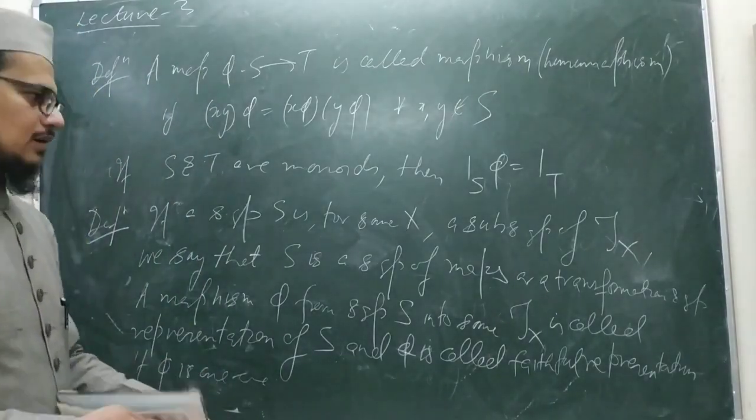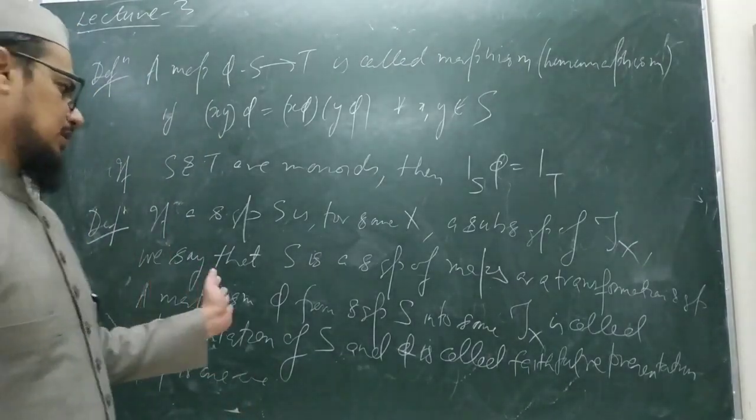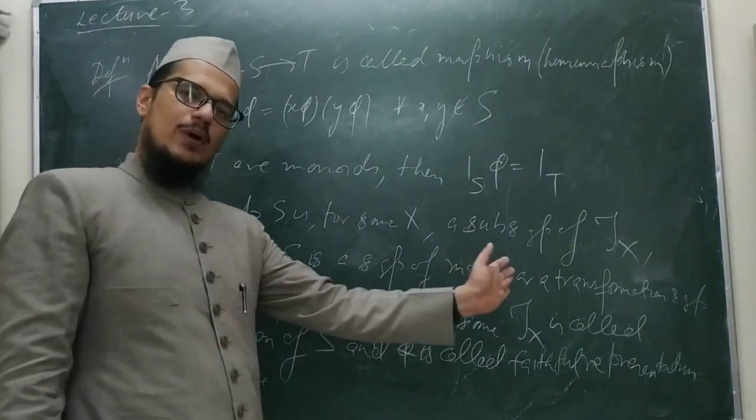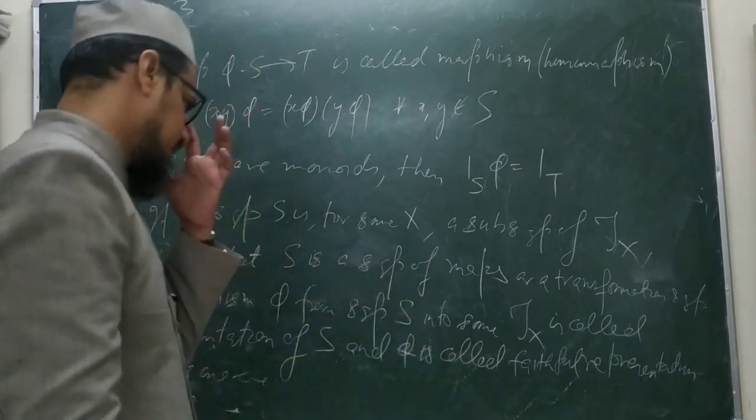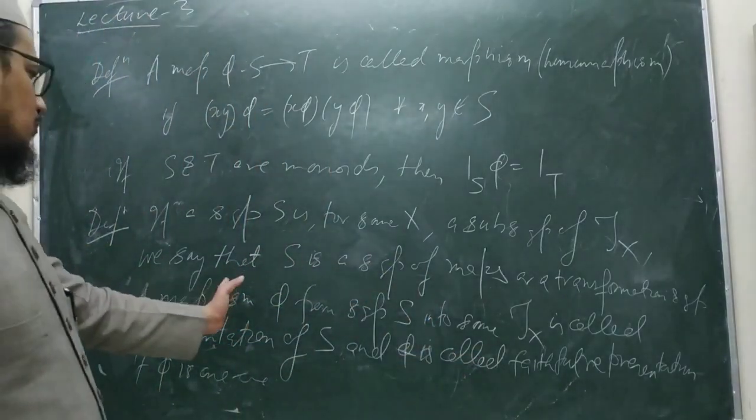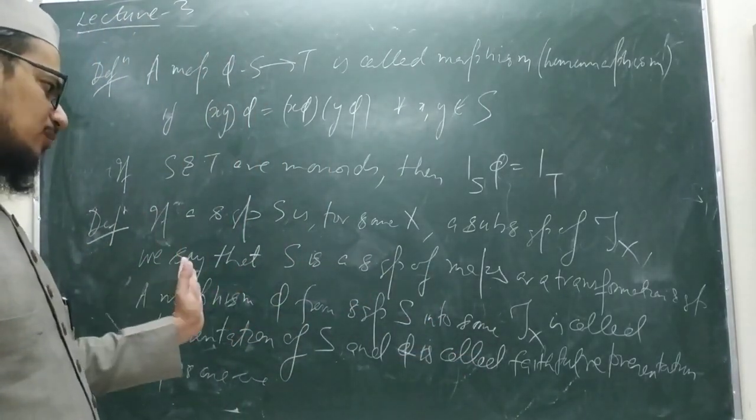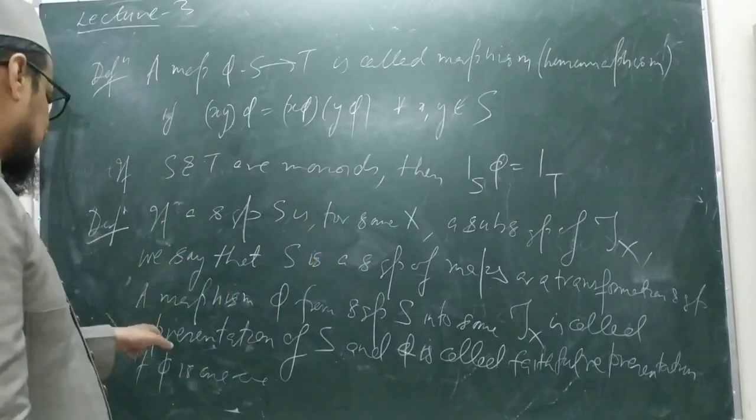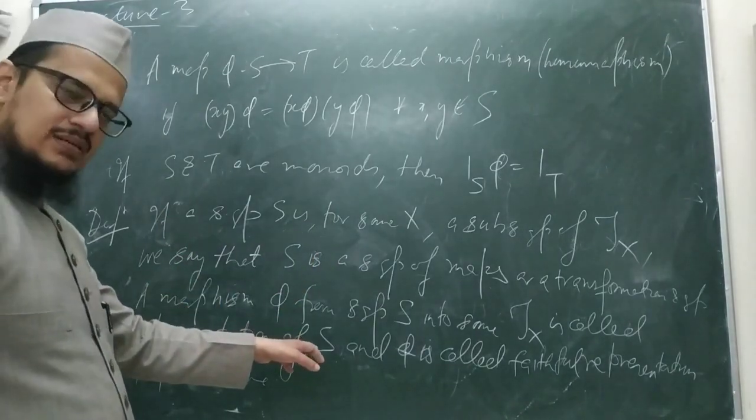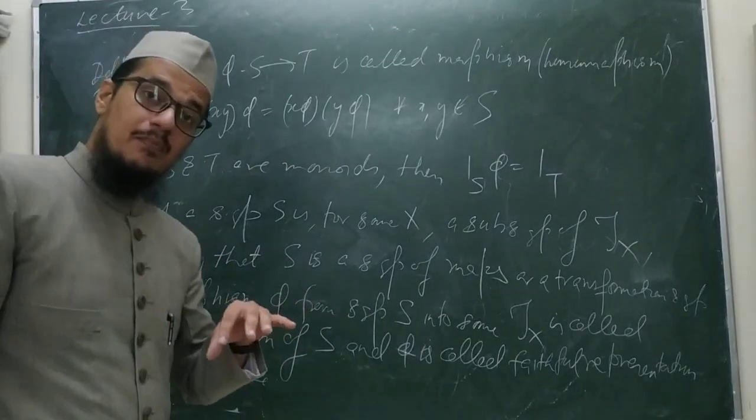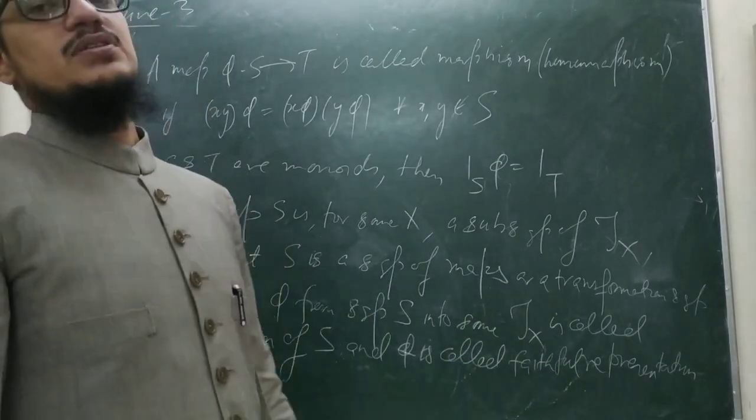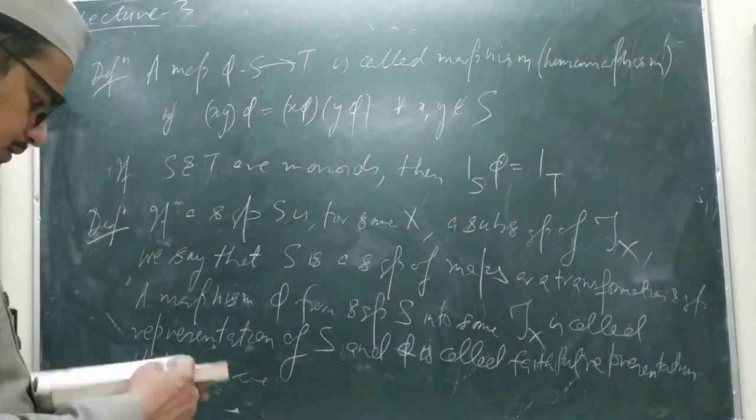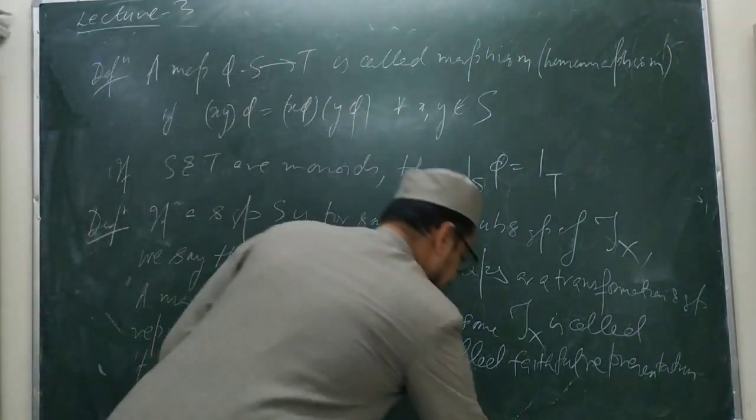Correct? It means if there is a map from S to τX, you know that it is a full transformation semigroup. Is it clear? So a morphism from semigroup S to some τX is called a representation of S. And if this φ is 1-1, then we say that this representation is called a faithful representation. Correct? Now we do a result.